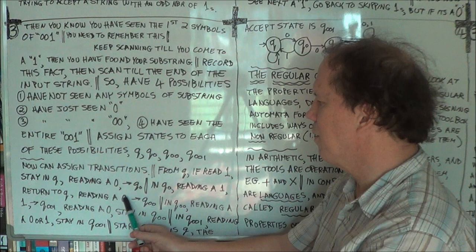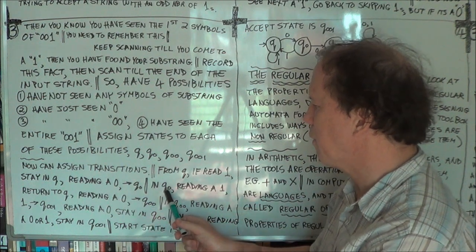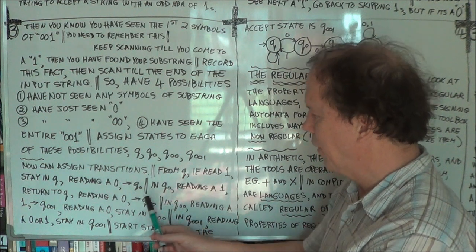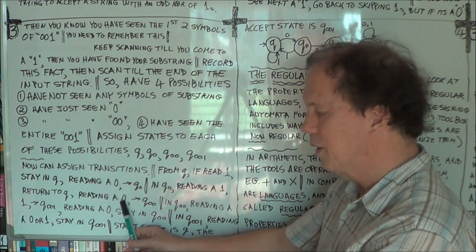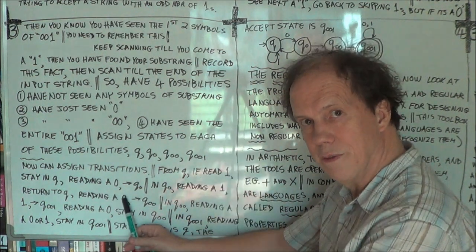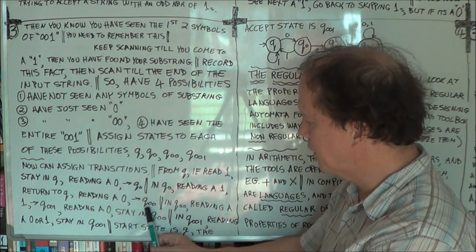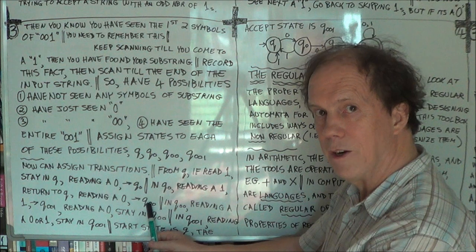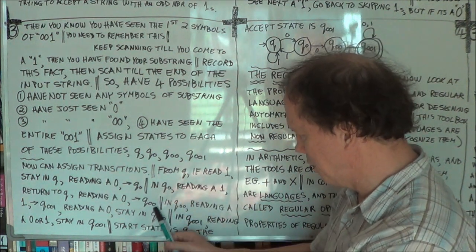But if you read a 0, now you're in Q0, remember, that means the previous symbol was 0. And now you read another 0. So that means you read 2 consecutive zeros. So switch to this state, this one. Okay, switch to that. Now imagine you're in this state.